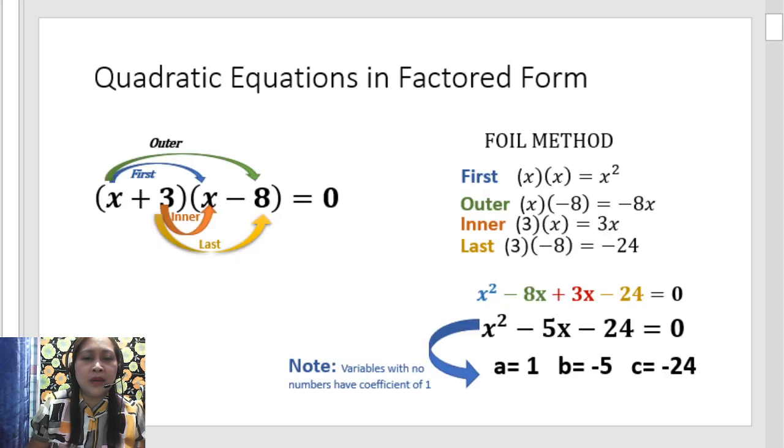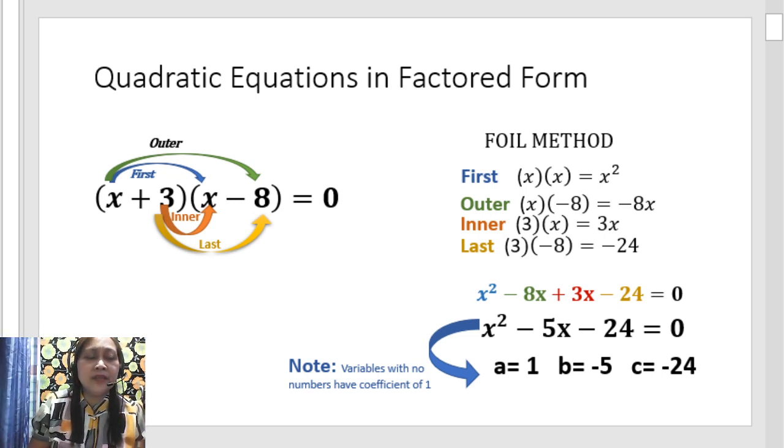Our second example is in factored form. Meaning, we need to change this into standard form. How? So easy. You just remember your lesson from grade 8. In multiplying binomials, we use one method which is the FOIL method. FOIL stands for first, outer, inner, and last. We have here the arrows for you to identify which is first, outer, inner, and last.